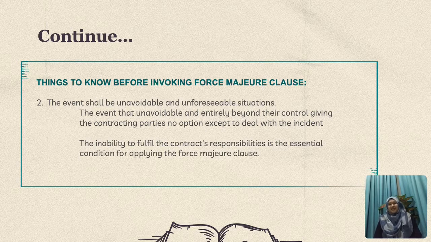The event is unavoidable and entirely beyond their control, giving the contracting parties no option except to deal with the incident. In fact, even a dramatic increase or decrease in the value of a currency and price has no effect on the contractual agreement. In other words, the burden is not a necessary consideration. Instead, the inability to fulfill the contract responsibilities is the essential condition for applying the force majeure clause.